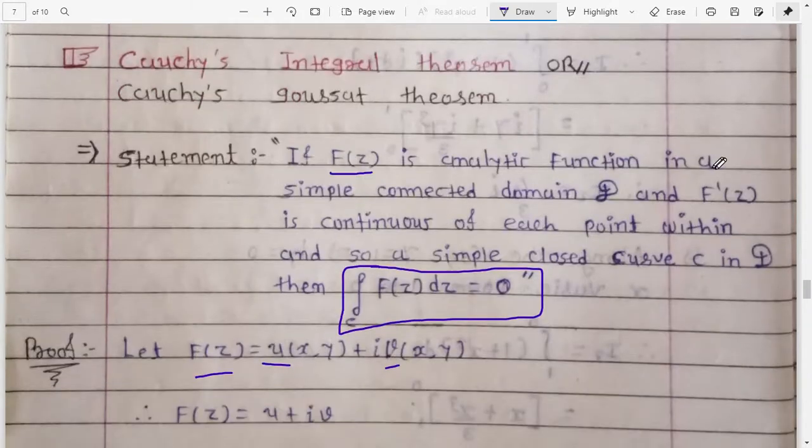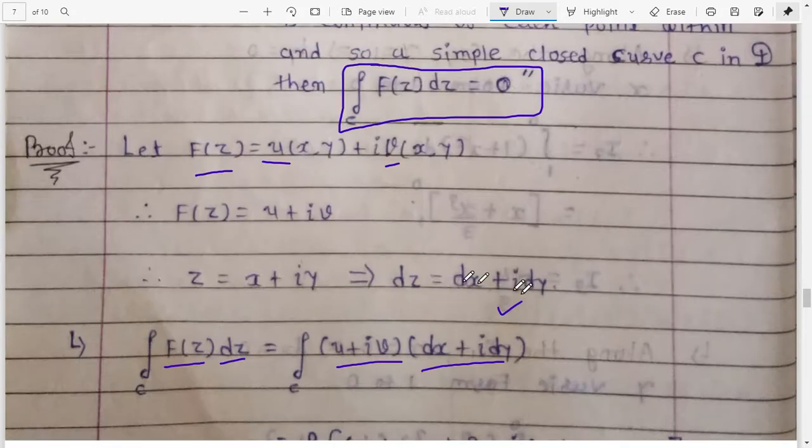If f of z is an analytic function in a simply connected domain D and its derivative is continuous at each point within it, and C is a simple closed curve in D, then integration over curve C of f of z dz is equal to 0. This means f of z is analytic and its derivative continuous in the simply connected domain D, then the integration over curve of f of z dz is equal to 0.